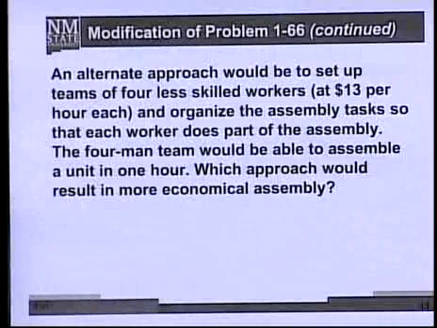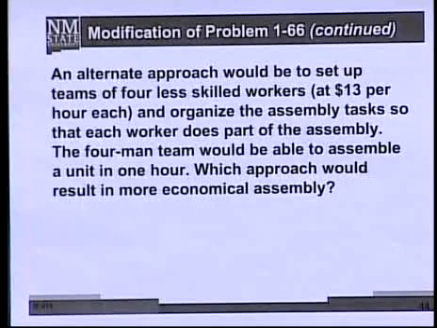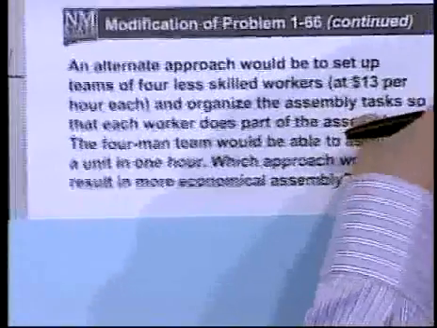And an alternative approach would be to set up teams of 4 less skilled workers at $13 per hour each and organize the assembly tasks so that each worker does part of the assembly. The four-man team would be able to assemble a unit in 1 hour. Which approach would result in more economical assembly? So there are two different approaches, right?